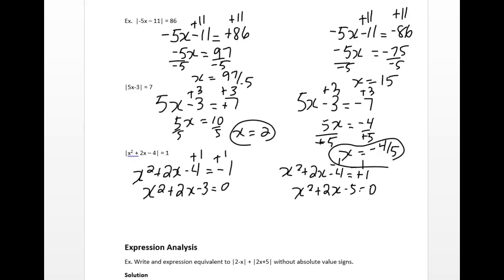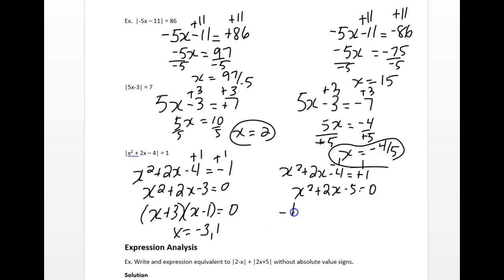Yeah, in this situation, x plus 3 and x minus 1 work. So our x's are minus 3 and 1. But in this situation, does anything make a negative 5 to a 2? No, so then we'd have to do the quadratic formula for this one.